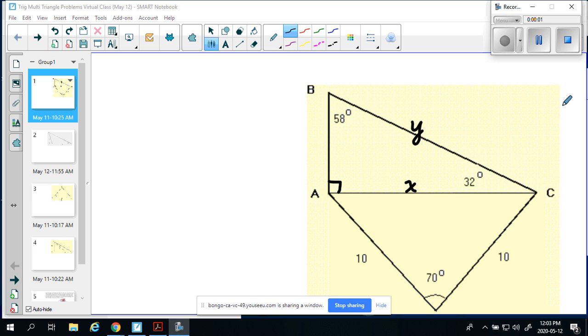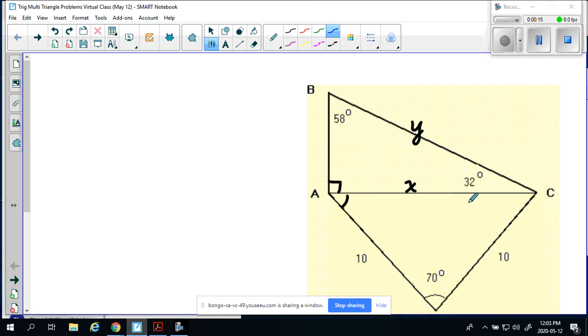We have two triangles. One is a right triangle, but we are not given any side lengths. And then we have this triangle over here, which is not a right triangle. Now, if it's not a right triangle, we still know that it's going to add up to 180. So we could figure out these angles if we wanted to. We just have to take 180 minus 70.